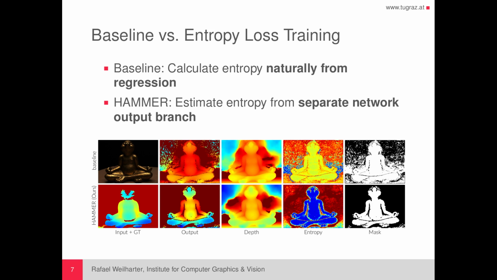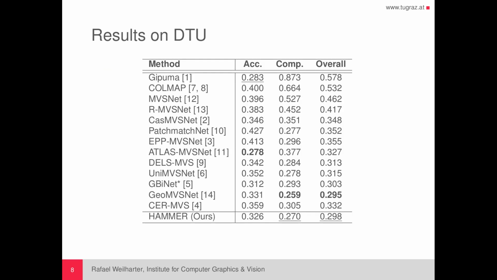We evaluate Hammer on different benchmarks, and first up we compare our results on the DTU benchmark to traditional and recent learning-based methods. The average distance for every estimated 3D point from a ground truth point is reflected in the accuracy score. If we go in the other direction, meaning the average distance for every ground truth 3D point from the generated point, we can obtain the completeness score. The overall score reflects the mean between the two.